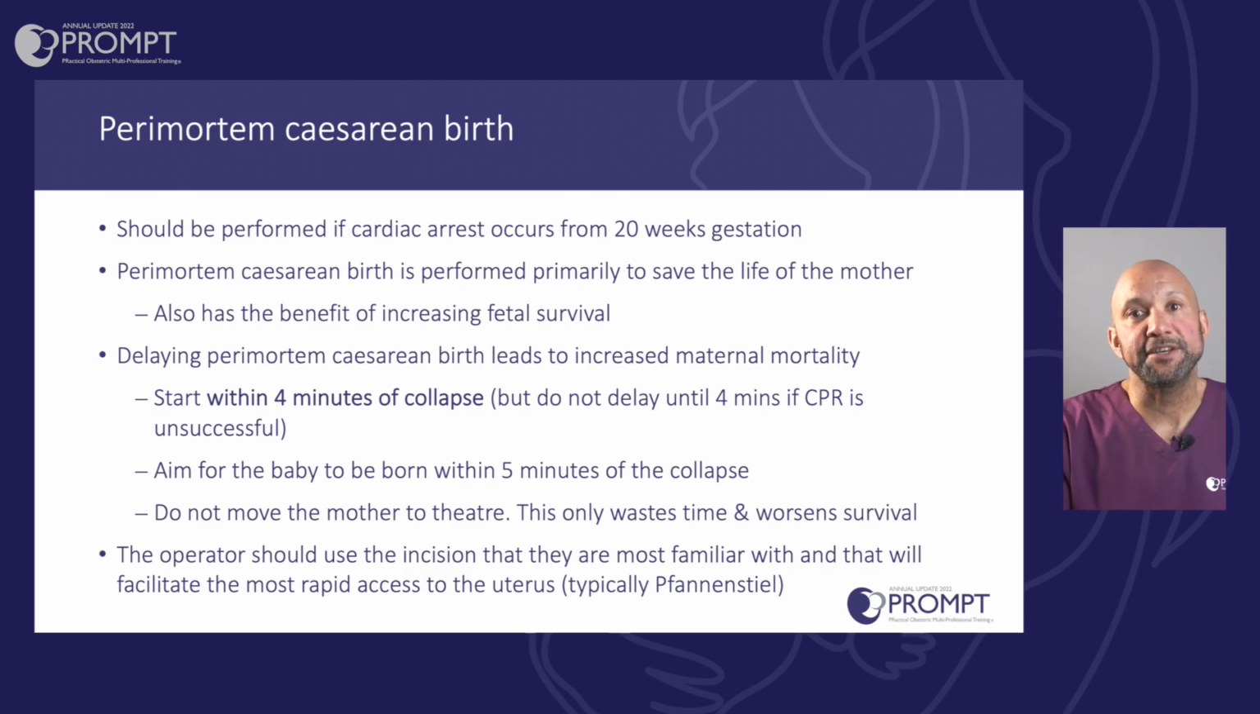So the guidelines suggest that it should be started within 4 minutes of the collapse, but this doesn't mean that we should delay until 4 minutes. So if CPR is unsuccessful or does not return the spontaneous circulation, then we should proceed into the perimortem caesarean birth. And the aim is the baby is born within 5 minutes of the collapse.